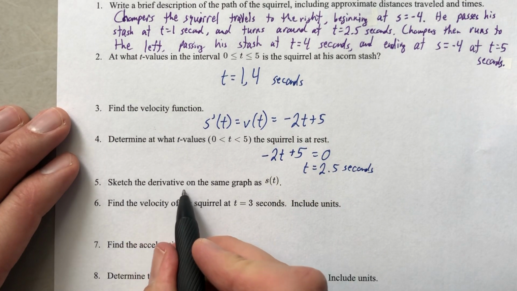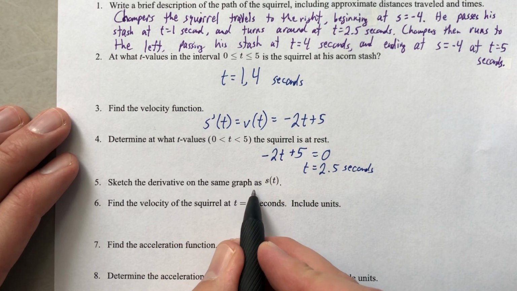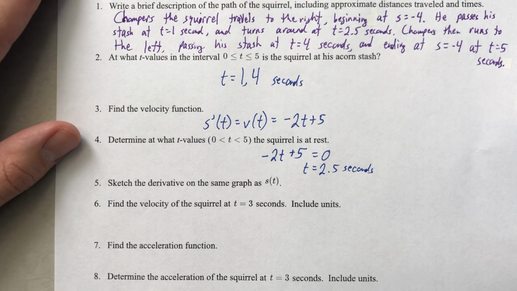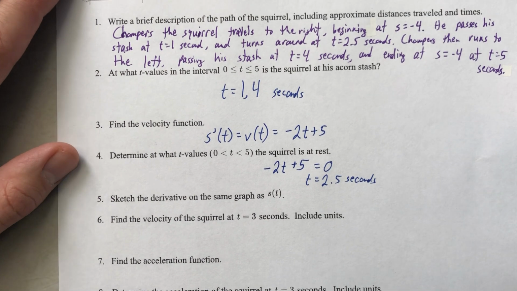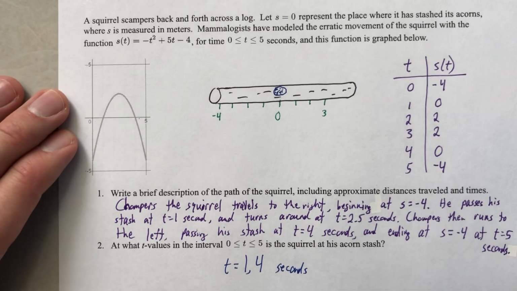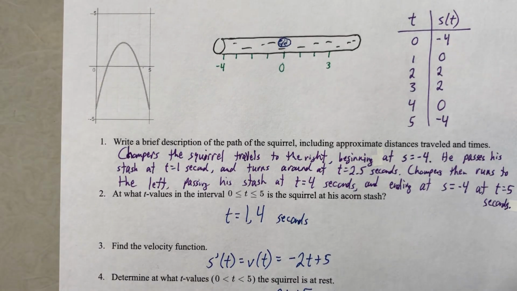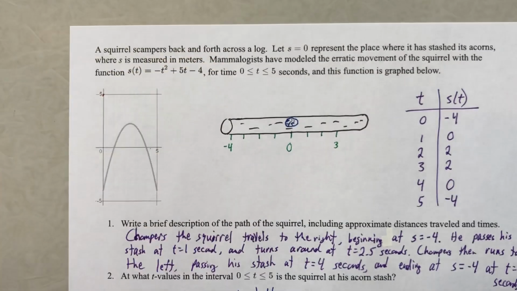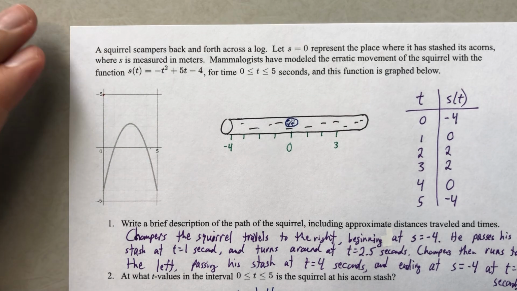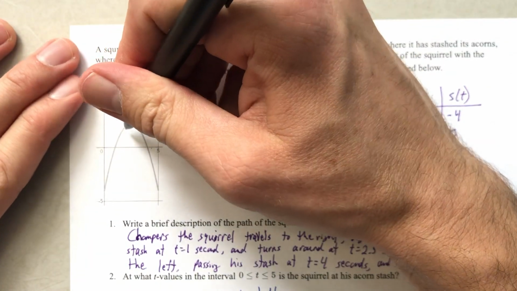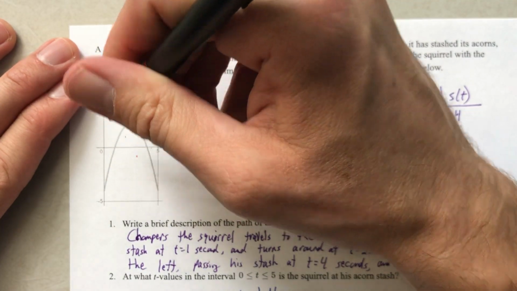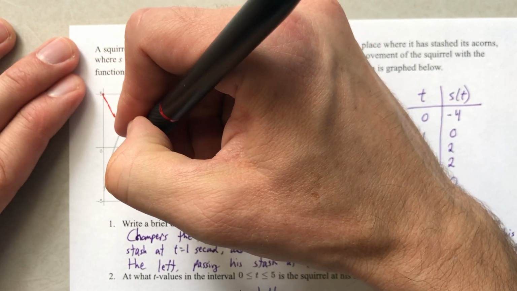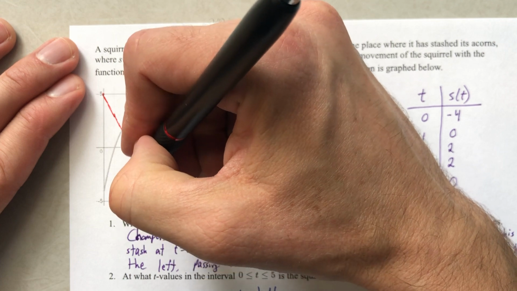Okay, sketch the derivative on the same graph as s(t). Sketch the derivative, the velocity, basically. So we're going to draw the derivative, and we're going to find a few cool things about it. We're going to draw it in red. If I graph -2t + 5, then I have a y-intercept of 5 and a slope of -2. There it is.